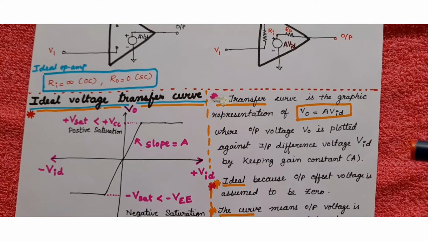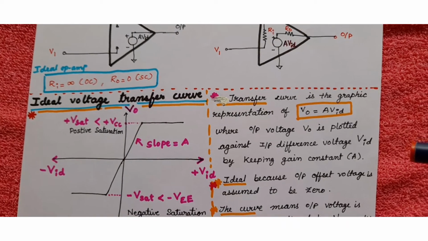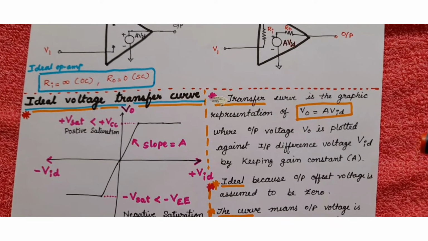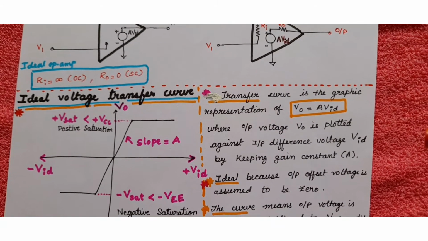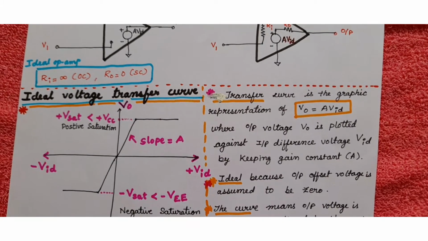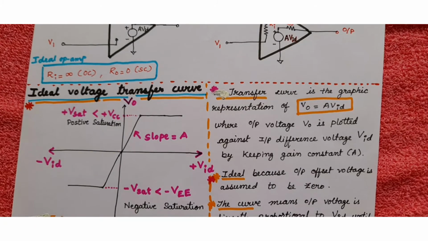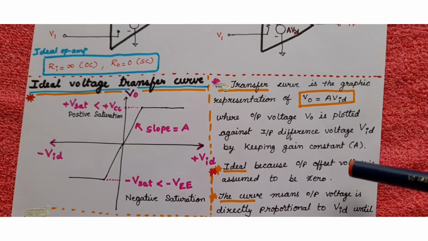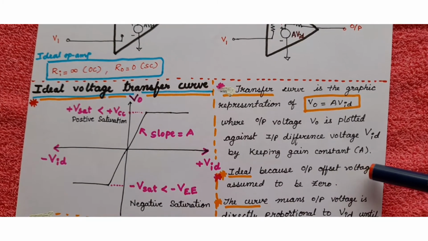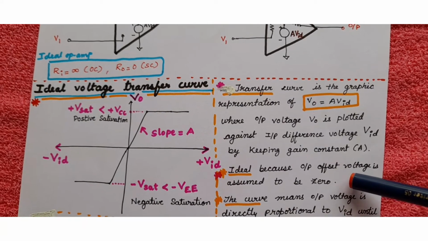So, what is a voltage transfer curve? It is a graphical representation of the basic op-amp gain equation. Why is it known as ideal? Because the output offset voltage is assumed to be 0.